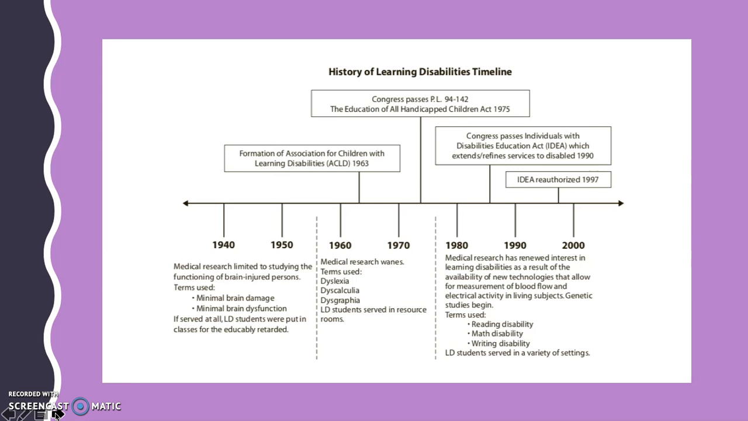Formation of the Association for Children with Learning Disabilities in 1963. Congress passes Public Law 94-142, the Education of All Handicapped Children Act, 1975. Congress passes the Individuals with Disabilities Education Act, IDEA, which extends refined services to the disabled, 1990. IDEA reauthorized in 1997.